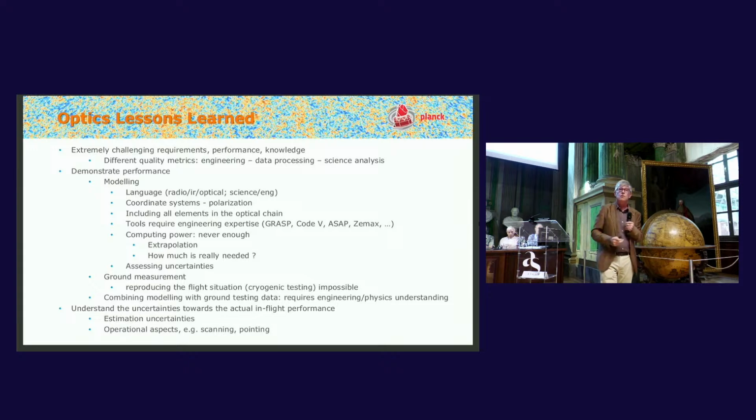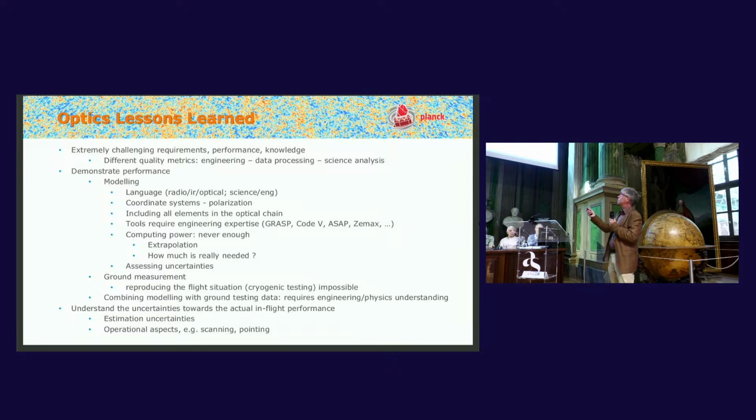Coordinate systems were, surprisingly, a very difficult problem. Everybody uses their own, and you always make mistakes, especially when polarization is involved. Translating coordinate systems is a pain. I can tell you, we found issues up to the very end, up to the very last data release. We found misunderstandings and problems in this very fundamental thing. This is something that really needs to be looked at.